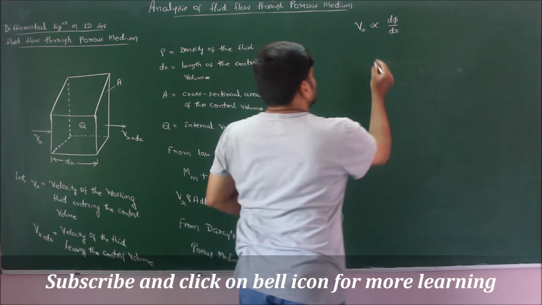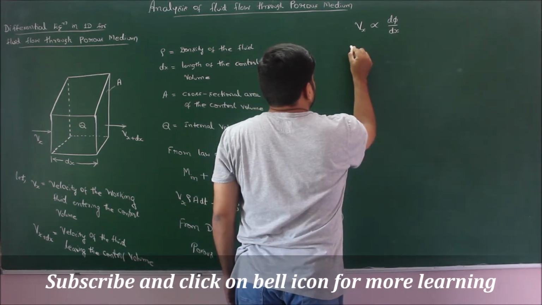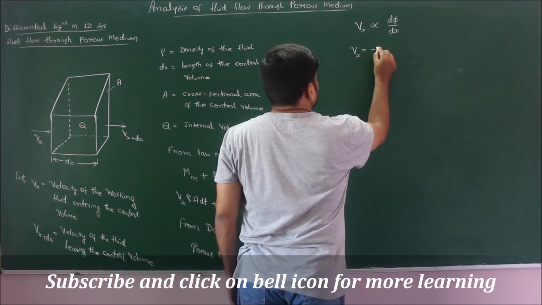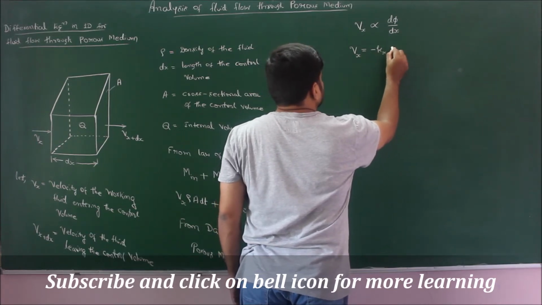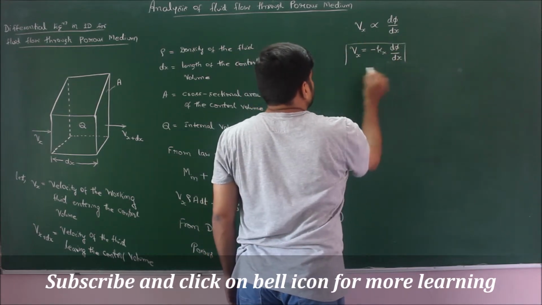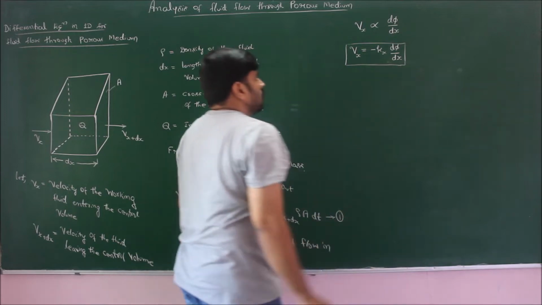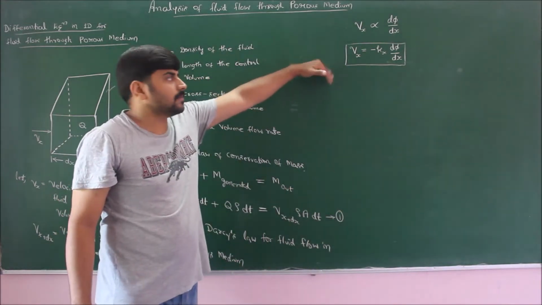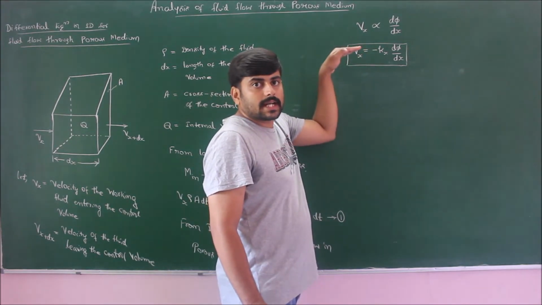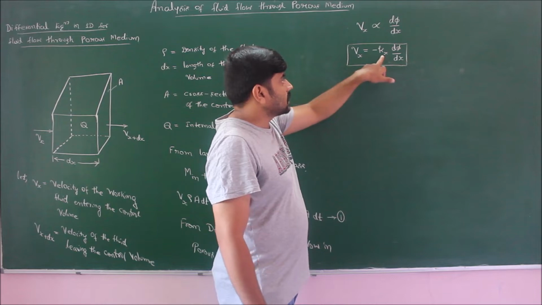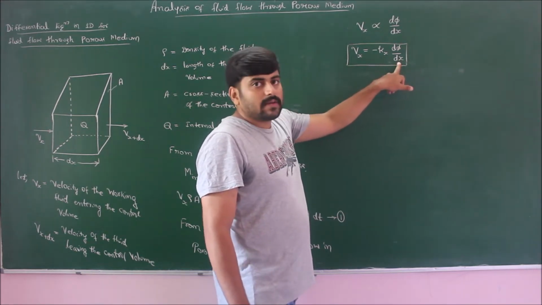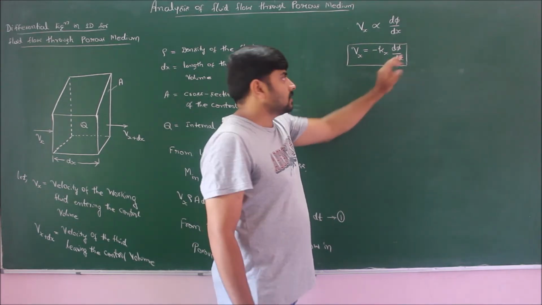And to equate this, we have a proportionality constant as permeability in fluid flow, that is Vx will be equal to minus kx d phi by dx. So this is the equation from Darcy's law of fluid flow through porous medium. This negative sign indicates that flow takes place from higher gradient to lower gradient, whereas Kx is the permeability of the porous medium and d phi by dx is the hydraulic gradient.